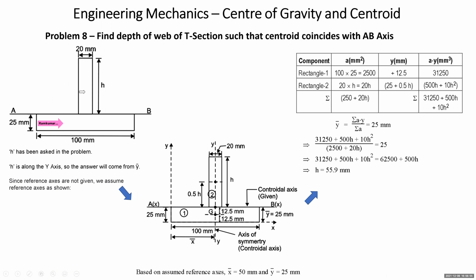We have to only understand that we are given a section for which one of the dimensions is required. So dimension h is required. Dimension h is required for the condition that AB is the centroidal axis. So AB is basically the centroidal axis. Your unknown dimension is in the y direction. So one thing you need to remember is that the centroid answer will come based on y bar, since the unknown dimension is in the y direction.